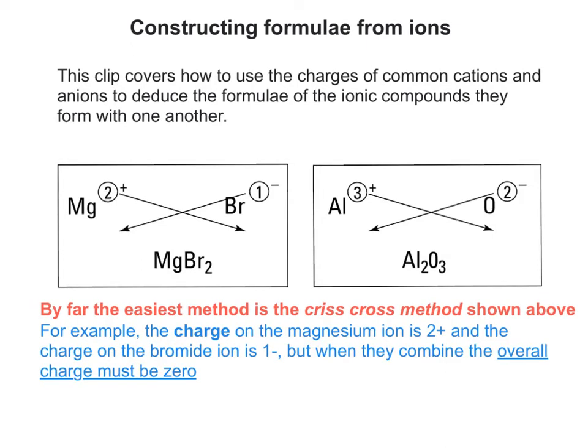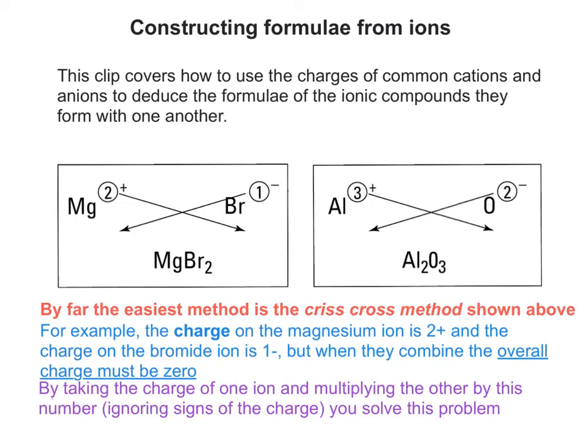What you're trying to achieve in every case is that the overall charge must be 0. In other words, it takes 2 bromide ions to overcome the charge of +2 of 1 magnesium ion. So you take the charge of one ion and multiply the other ion by this number. Ignore the signs like minus or plus. You solve the problem.